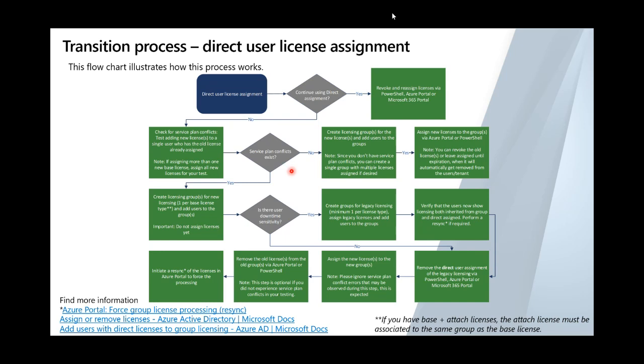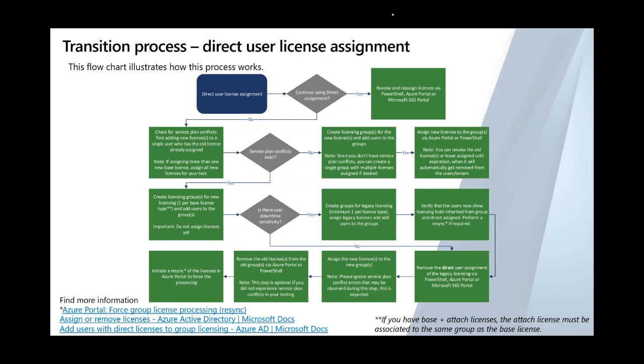If you did experience service plan conflicts in your testing, then you'd want to come down here to the third row in the decision tree. And here you start by creating one or more groups for the new licensing, depending on if you're transitioning to a single or multiple new licenses. And then you'd add the appropriate users to the groups.